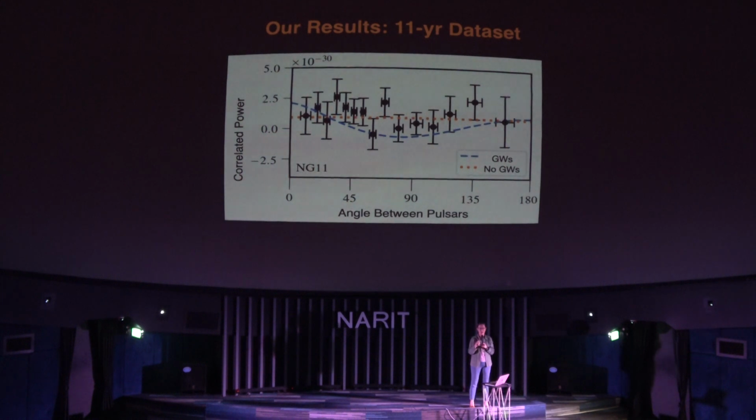So let me just go back to two data sets. This was our 11-year data set. This was 4 years ago. What this shows is the correlation. These black points are the correlations that we see on the sky. And this blue dotted line shows the correlation that we expect if there are gravitational waves.